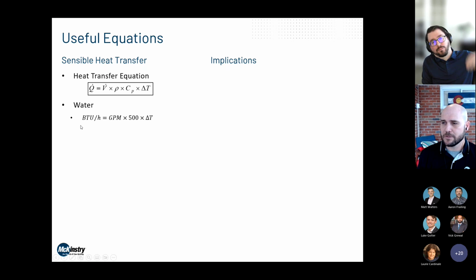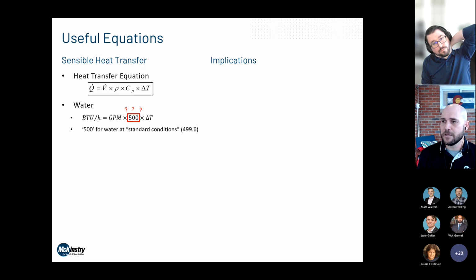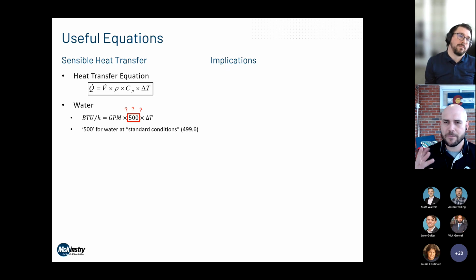So for water, here's what this actually looks like in real life: BTUs per hour equals GPM times 500 times delta T. 500 is a nice even round number. How the heck did that come to be? 500 is water at standard conditions, and standard conditions is atmospheric pressure and 70-ish degrees. It's very convenient that the density of water, the specific heat of water, some time conversion factors and volume conversion factors come out to 499.6. It's rounded to 500 easily enough, close enough certainly.